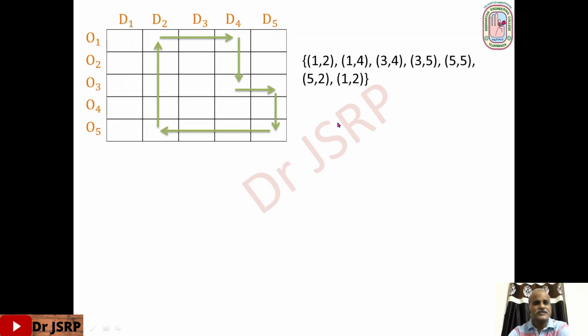If you take any two adjacent cells, they should lie either in the same row or in the same column. Suppose you take these two adjacent cells. These two lie in the same row, that is the third row. Suppose you take these two adjacent cells, they lie in the same column, the fifth column. So if you take any two adjacent cells, they have to lie in the same row or in the same column. That is the first condition.